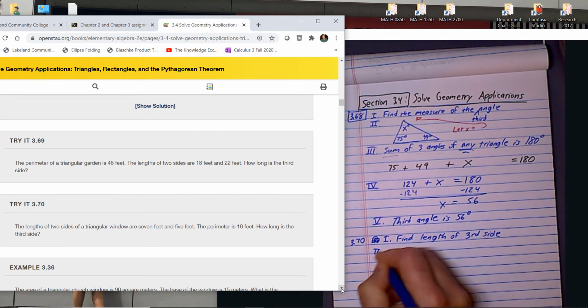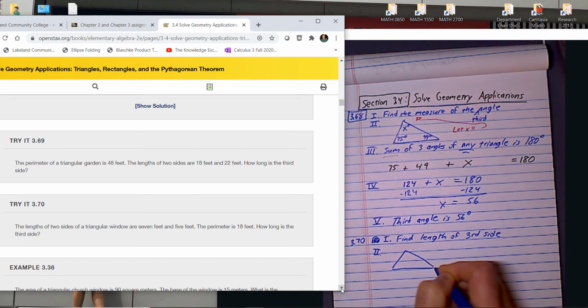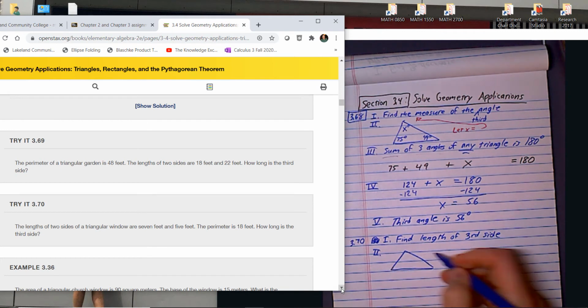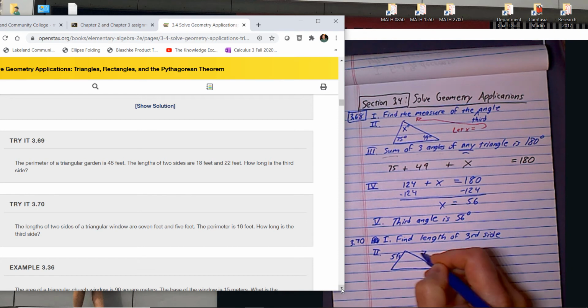So step 2, I'm going to go ahead and draw a triangle again. What do they tell me this time? The lengths of 2 sides of a triangular window are 7 feet and 5 feet. Interesting. So maybe this is 7 and maybe this is 5 feet.